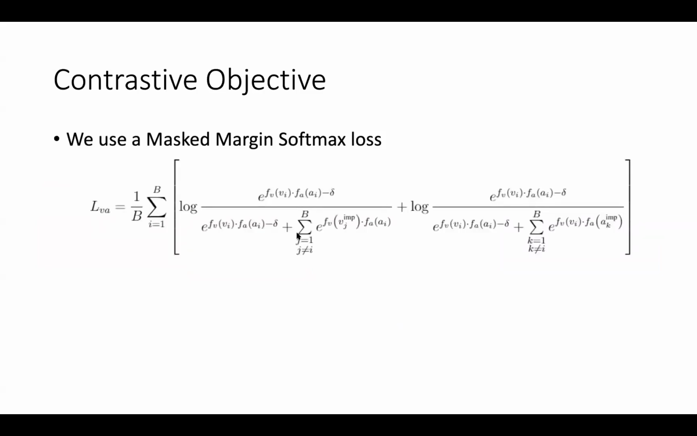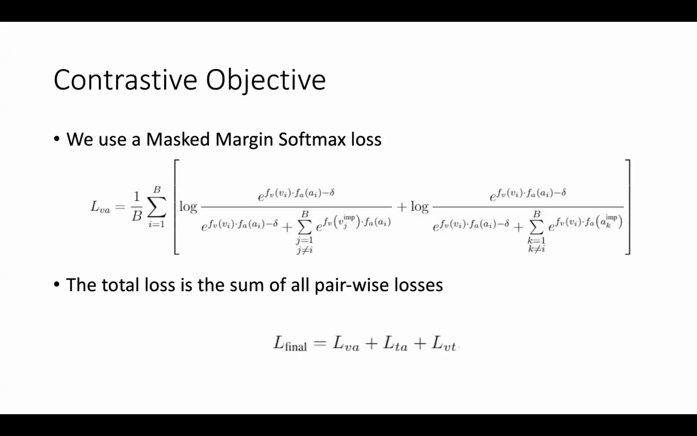Formally, we use the max margin softmax loss, which is a contrastive loss. What it tries to do is ensure that the dot product or similarity of two modalities, in this case video and audio, are closer together by some margin delta. The total loss is the sum of all pairwise losses. So we get each pair of modalities, video audio, text audio, and video text, and we sum up the losses for all the pairs to ensure that all the modalities are mapped to the same multimodal embedding space.